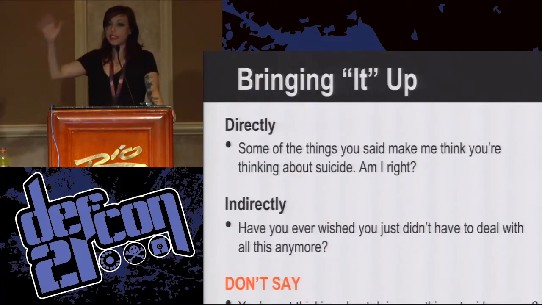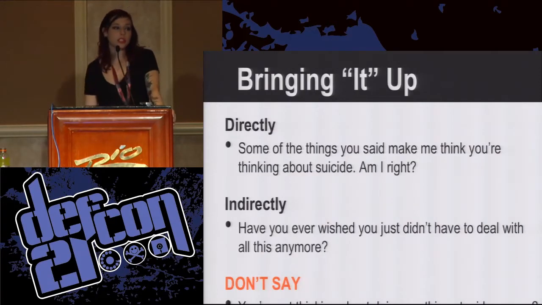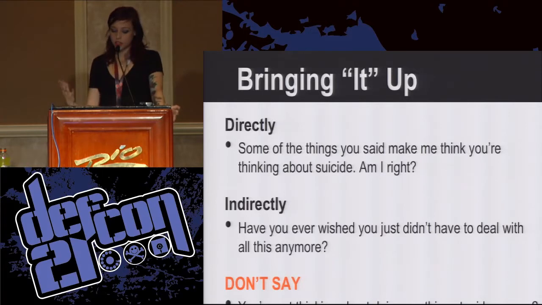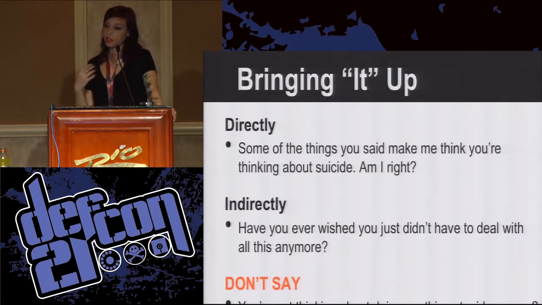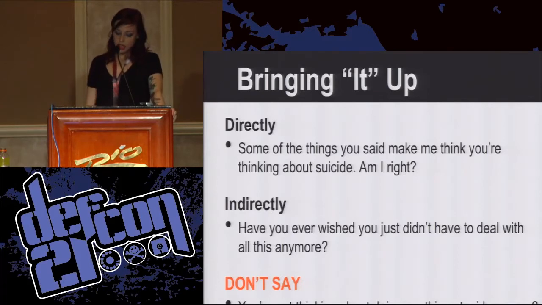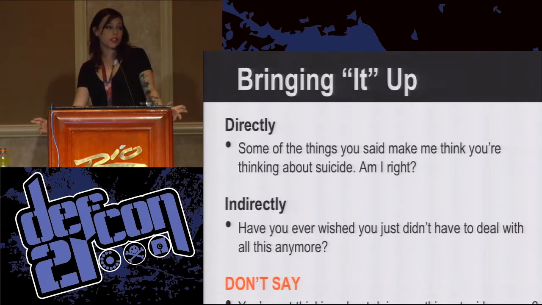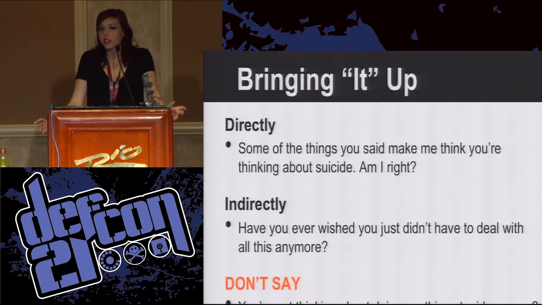So bringing it up is the S question that I mentioned earlier. We're assuming at this point that you've found a safe space, you're talking to your friend or whoever this is, you've assessed that they are at risk, you're concerned about them, you think they trust you, and now you're ready to ask. You can ask directly: some of the things that you said made me think that you are thinking about suicide. Am I right? This is probably one of the less awkward ways to ask, but you can figure it out for yourself.